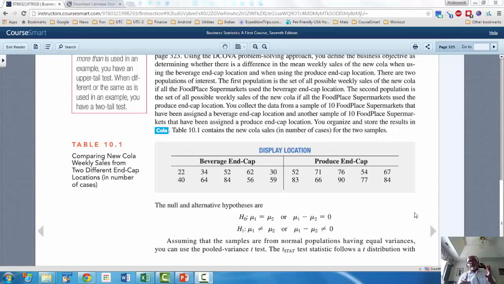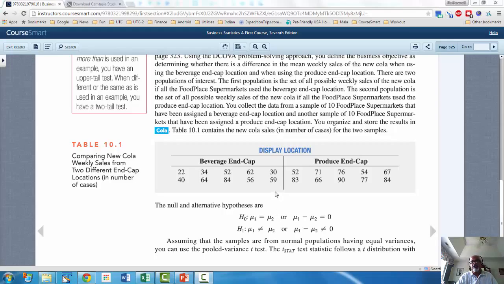In this Excel example, we are testing for two population means, mu sub 1 and mu sub 2, whether they are equal or not, assuming that the two samples are independent random samples and the population standard deviations are unknown but equal. So that's the condition, and we're going to revisit one of the examples that we've seen in the past.